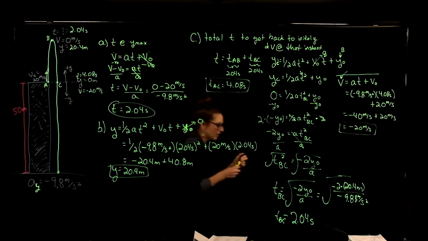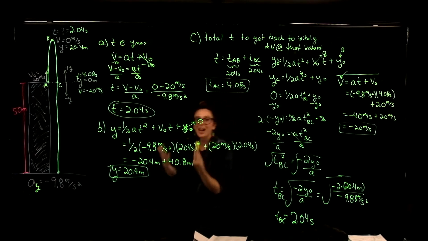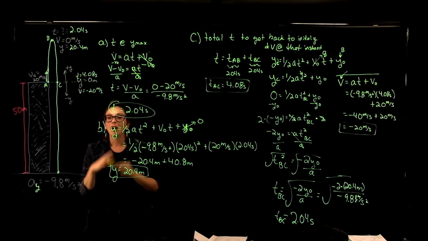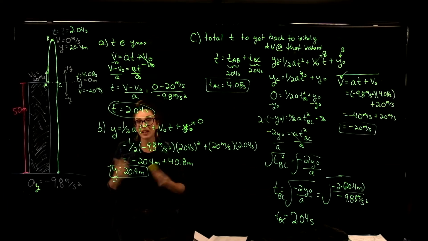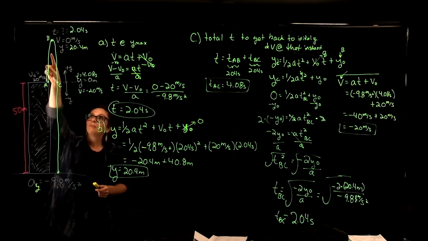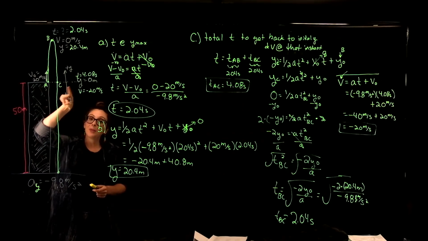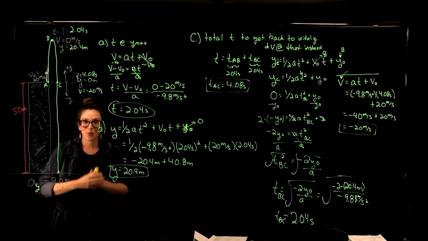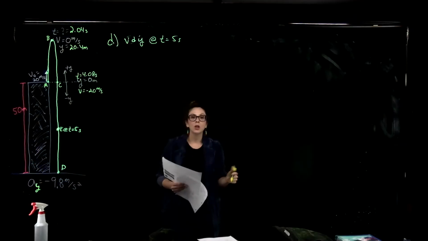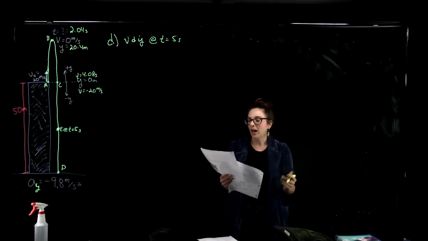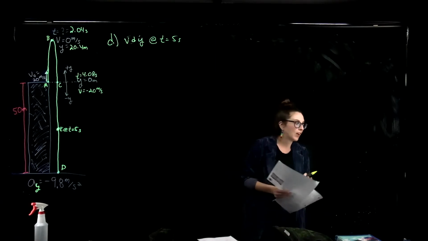So again, this is interesting because the time it took to go from A to B was the time it took to go from B to C. If our initial speed at which we tossed the stone upward was 20 meters per second, the final speed at which it's moving back through the same position from which it started is going to be negative 20 meters per second. So what if I asked you to find the velocity and position of our stone at t is equal to 5 seconds?